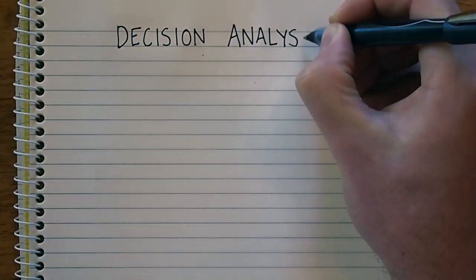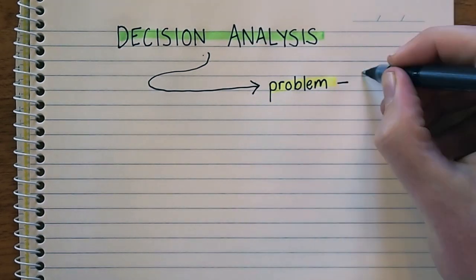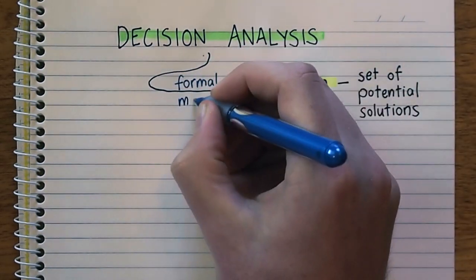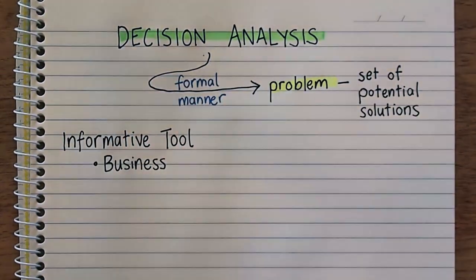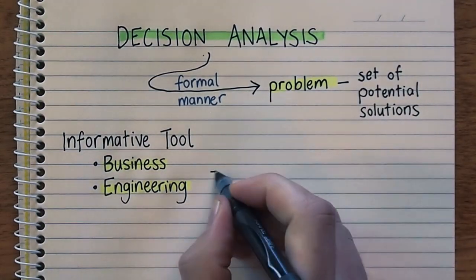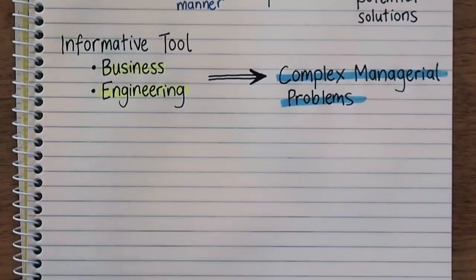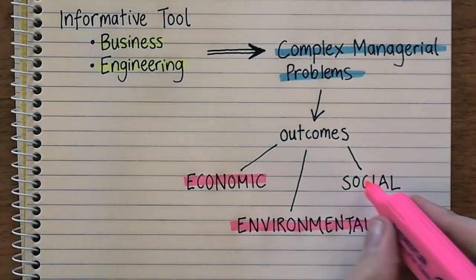Clearly, for such decisions, a more structured approach is required. Now we are in the realms of decision analysis. Decision analysis is a discipline of approaching a problem with a set of potential solutions in a formal manner. It is an informative tool for the decision maker and is constantly utilized in industries such as business or engineering, where complex managerial problems are presented and the outcomes can have large economic, environmental, or social impacts.